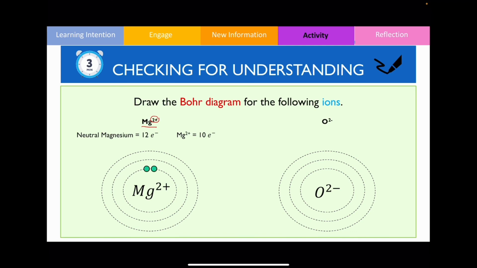So if we were to draw the Bohr diagram of magnesium, this is what the Bohr diagram of the magnesium ion should look like. And as you can see from this example, magnesium doesn't actually require that third electron shell at all. For oxygen, oxygen has 8 electrons for the neutral atom. The -2 sign over here indicates that oxygen has gained 2 electrons, so therefore it's also got 10 electrons. So if you were to draw the Bohr diagram of the oxide ion, notice that it is actually identical to the Bohr diagram of the magnesium ion as well.